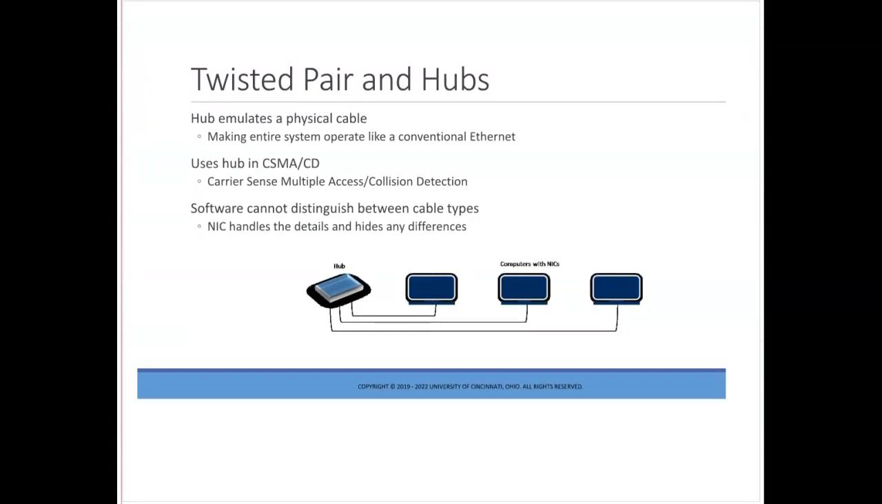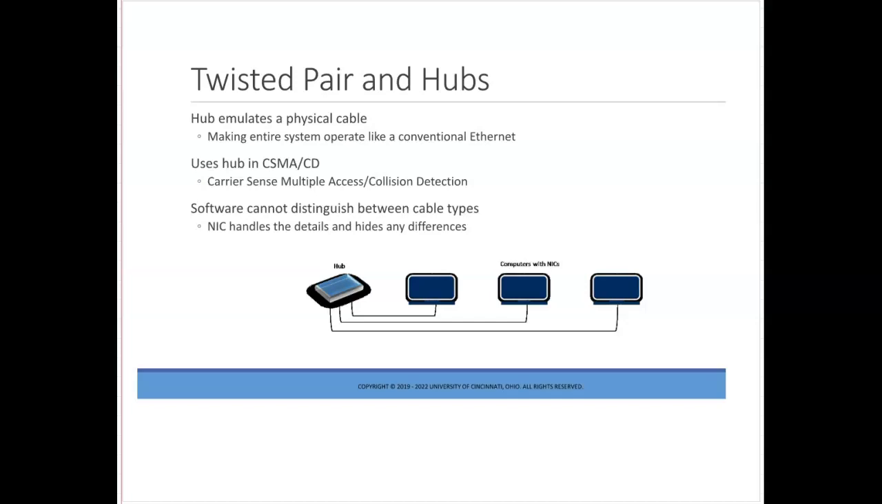A hub emulates a physical cable, making the entire system operate like a conventional Ethernet. A system that uses a hub uses carrier sense multiple access with collision detection, CSMA/CD, to detect when it is safe to transmit a frame. The hub transmits a copy of each frame to all nodes on the segment. Each node uses the address to determine whether to process or ignore the frame.